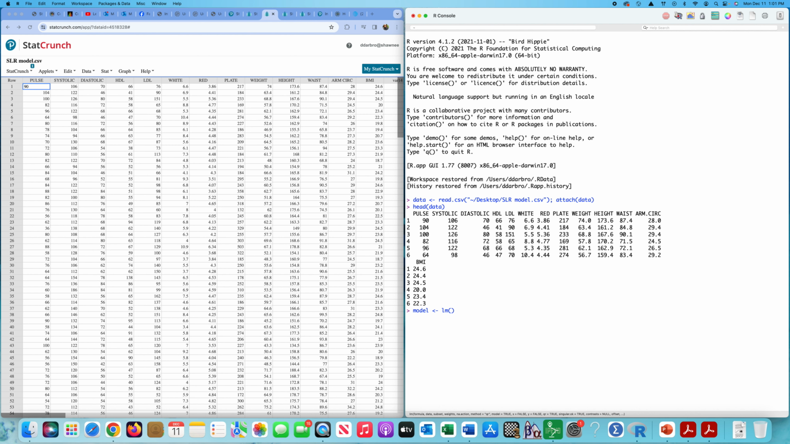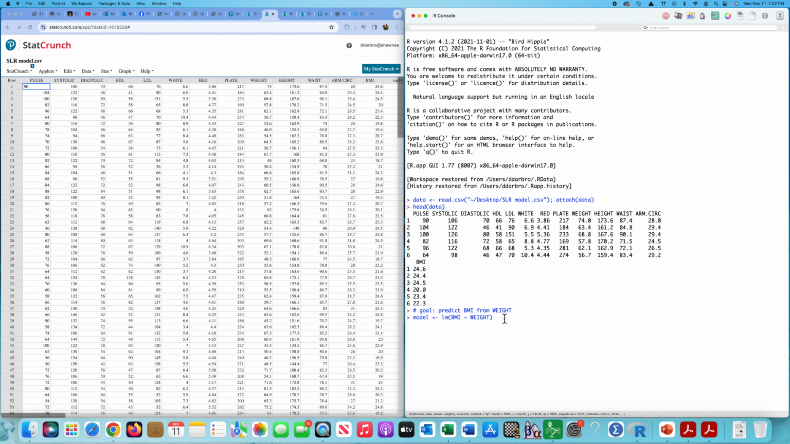And you can see I've got this data set. It's called SLR model, which you have. And let me back up here. The goal is going to be to predict BMI from weight. The first thing I would do is run the model, and I use the lm command. The lm command always has the Y go first, so I'm trying to predict BMI, which is my Y, and I'm predicting it from weight.